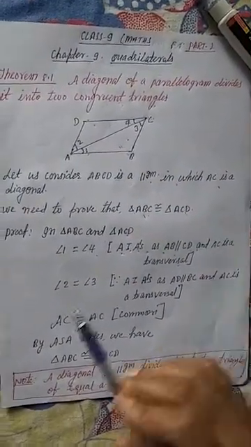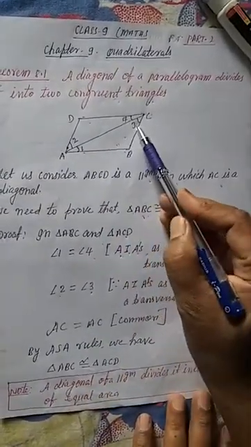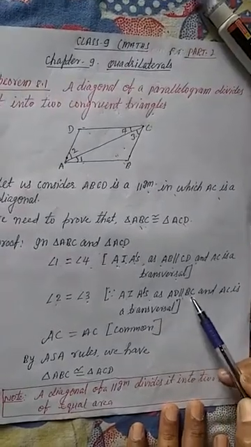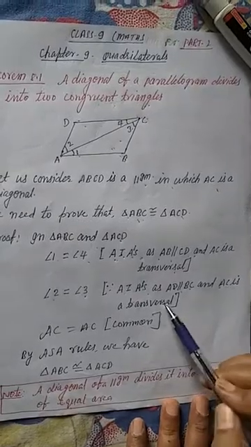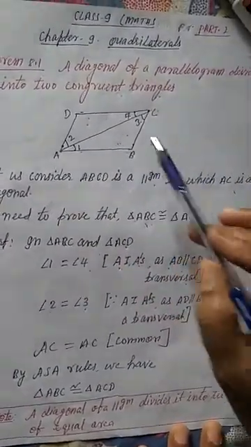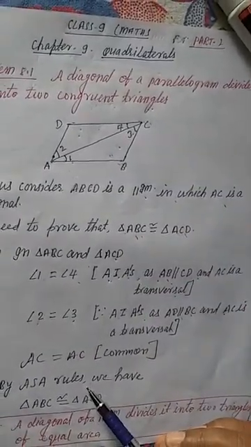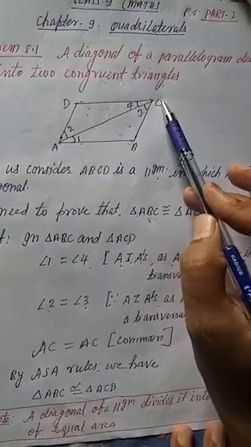Similarly here, angle 2 is equal to angle 3. The alternate interior angles are equal as AD is parallel to BC. In this case also AD is parallel to BC and AC is a transversal. This one is for this triangle and this one is for this triangle. Okay. Now AC is equal to AC, meaning AC is common.